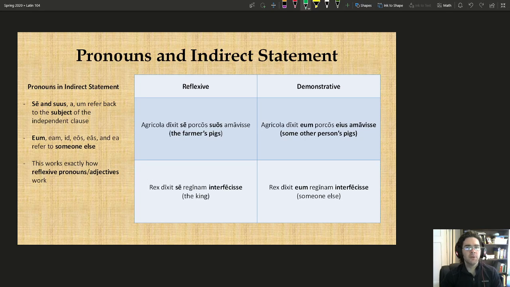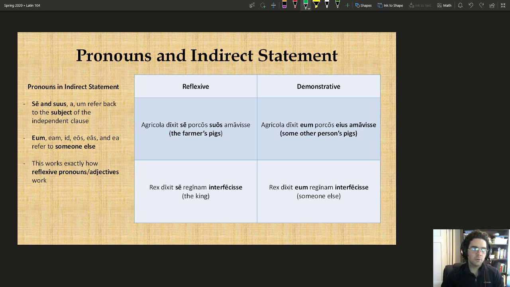Okay, welcome back everyone. Gonna have one more grammar video here just to talk about this last little piece of the chapter about pronouns and indirect statement and how they work together and what exactly happens in the dependent clauses in the indirect statement when you use these different types of pronouns.